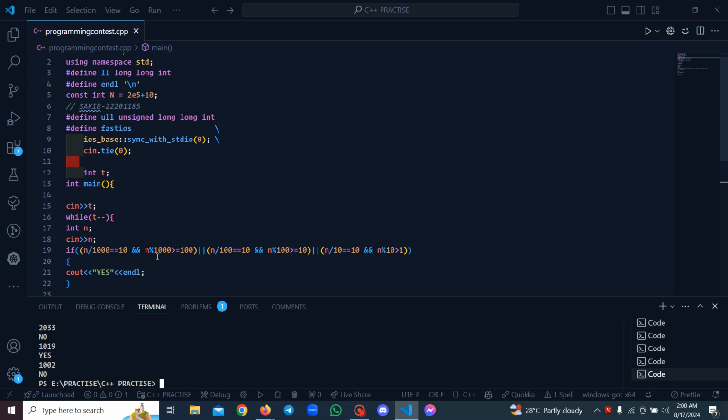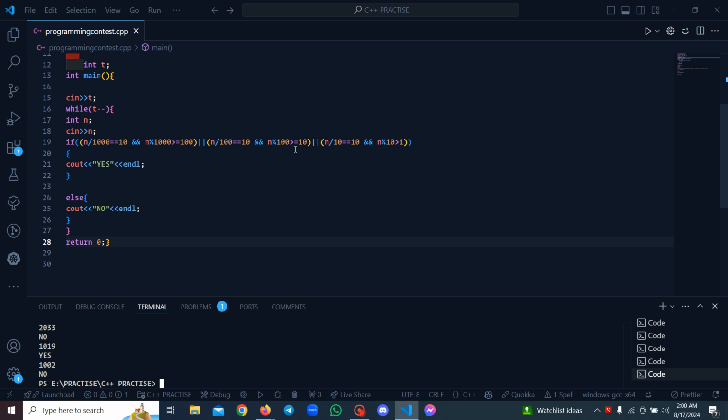So n mod 1000 greater or equal to 100. As you can see, I'm not explaining all those conditions, but you can see this code. So if this condition is fulfilled, then it prints yes, otherwise it prints no.